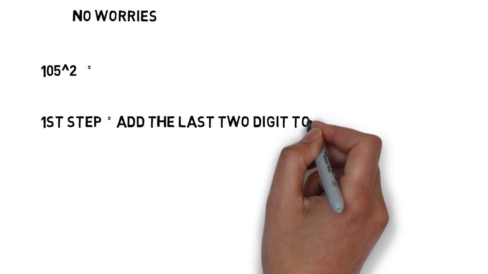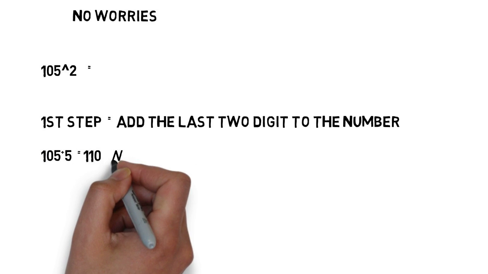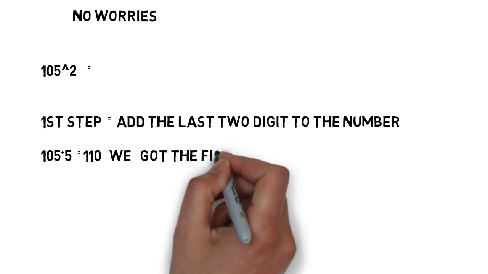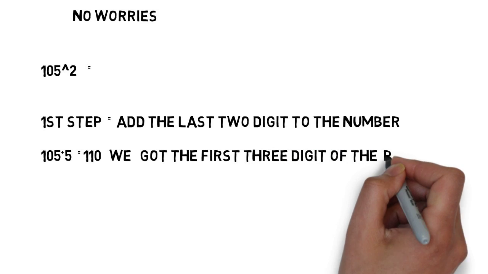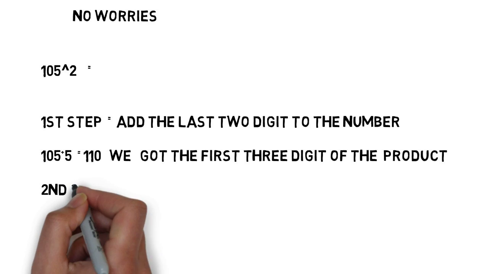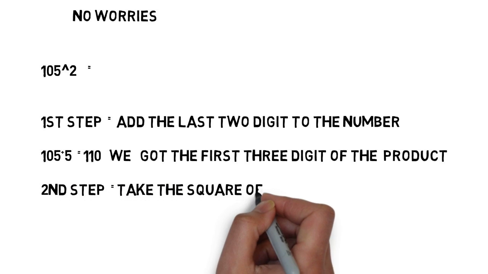The first step of the trick is to add the last 2 digits to the number. Here we have the last 2 digits as 05, so I'll be adding 05 to 105 and we'll get 110. The result of this addition is 110, which is the first 3 digits of the answer.